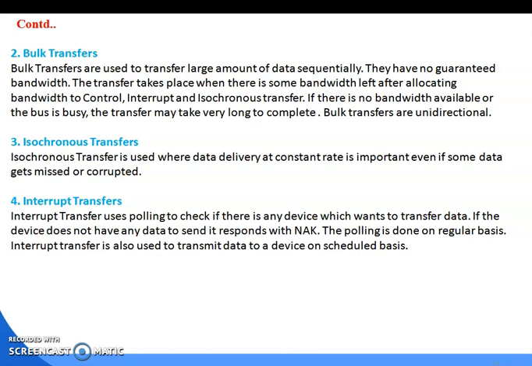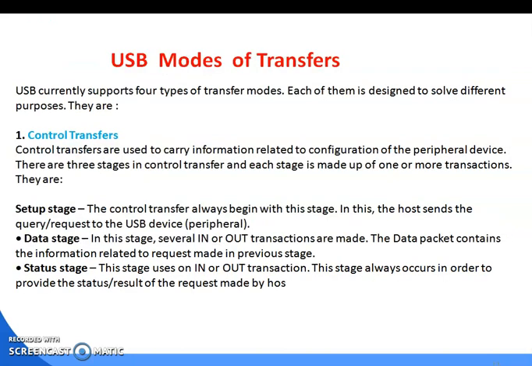Next is interrupt transfer. Interrupt transfer uses polling to check if there is any device which wants to transfer data. And if the device doesn't have any data to send, it responds with acknowledgement. The polling is done on a regular basis, and interrupt transfer is also used to transmit data to a device on a scheduled basis. So these are the USB modes of transfer.